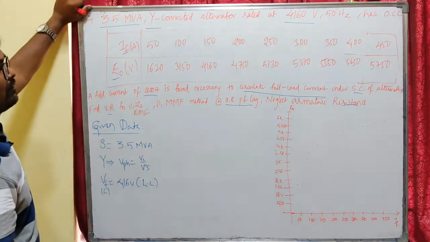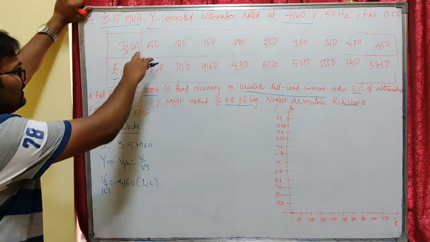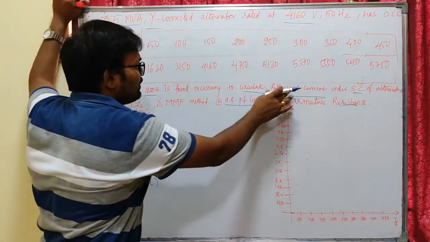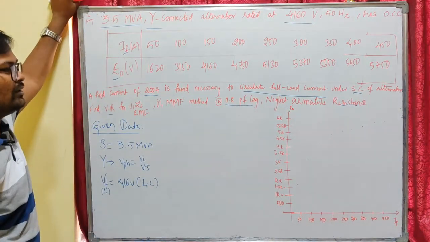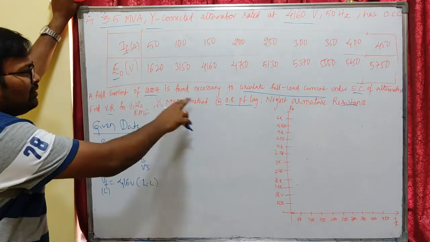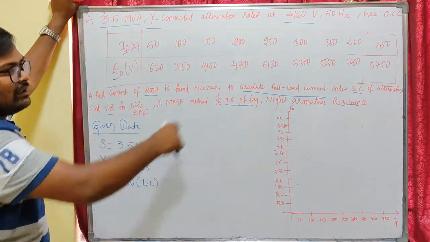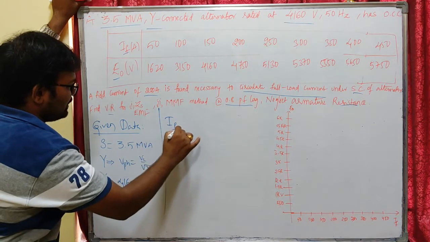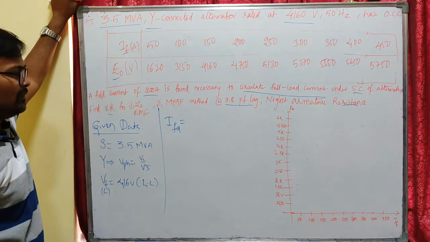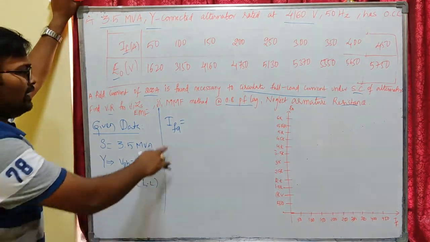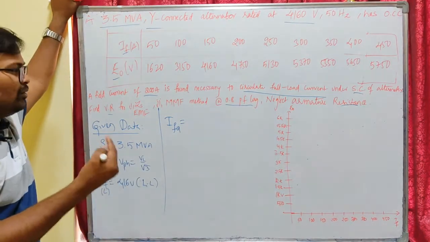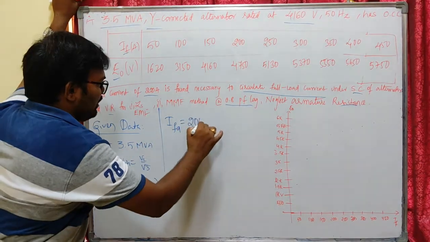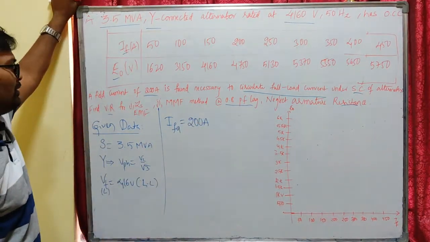The terminal voltage is line voltage, frequency 50 Hz, open circuit characteristics as IF and E line, and a field current of 200 is found necessary to circulate the full load current under short circuit condition. So this is the field current to get full load armature current under short circuit condition. That is our IFA here. IFA is nothing but the field current required to produce rated armature current under short circuit condition. So that is nothing but 200 amperes. IFA is our 200 amperes.